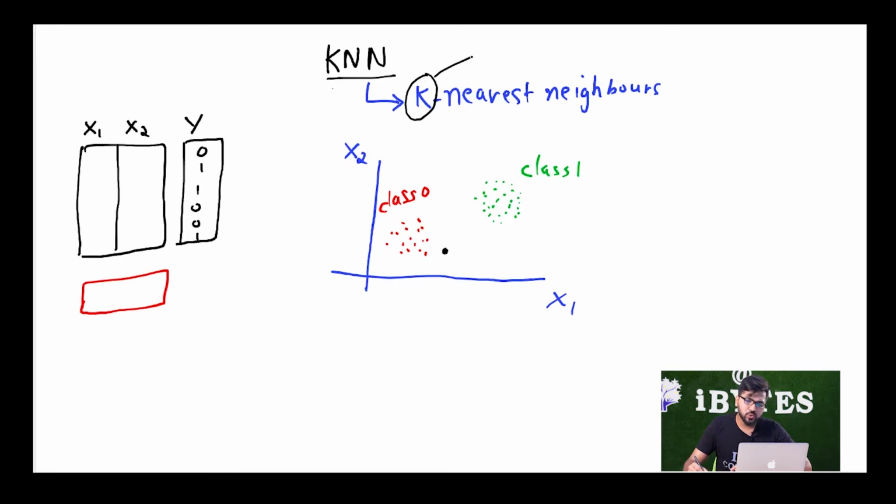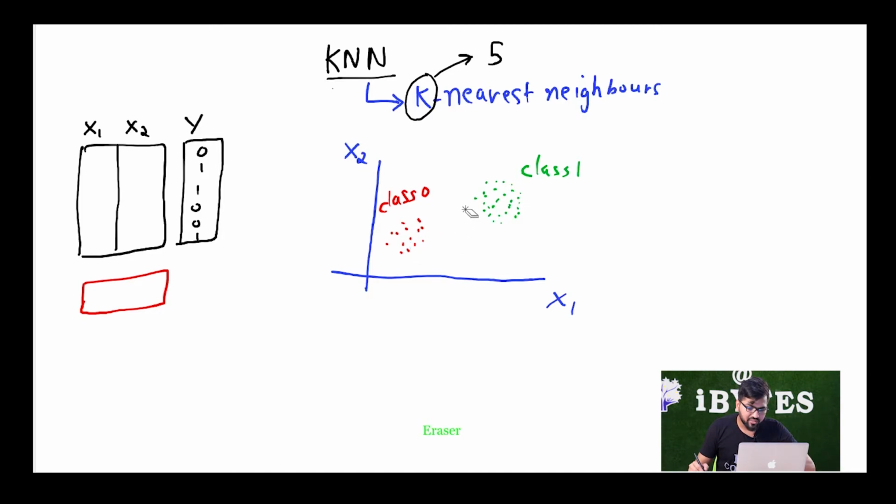Let's say I choose k is equal to 5. I should simply find the 5 nearest neighbors for my black testing point. Let's say these are my 5 nearest neighbors: this point, this point, this point, this and this. I can say that all of the 5 points belong to class 0, so my answer should come out to be class 0. Now let's just change our point.